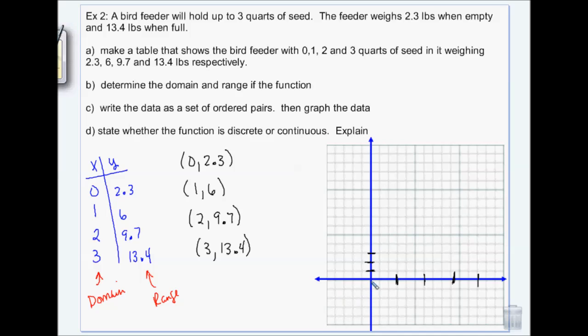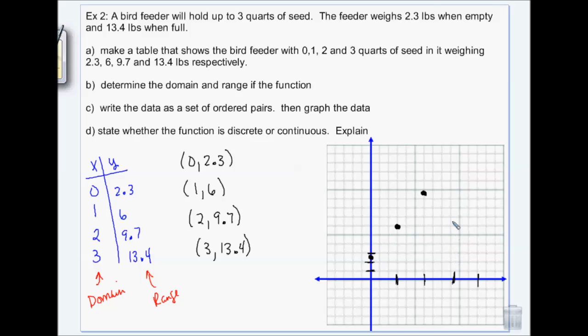Okay. So at 0 quarts of seed, I weigh 2.3 pounds. So that's somewhere halfway between 2 and 3-ish. At 1 quart, I weigh 6 pounds, so I've got to go up to 6. So 1, 2, 3, 4, 5, 6. At 2 quarts, I weigh 9.7, so that's almost to 10. And then at 3 quarts, I weigh 13.4.